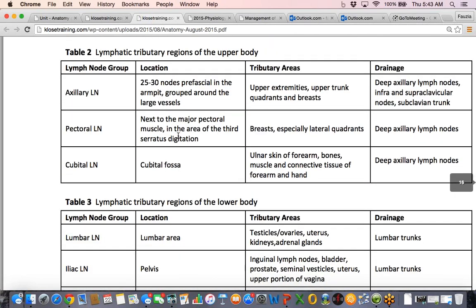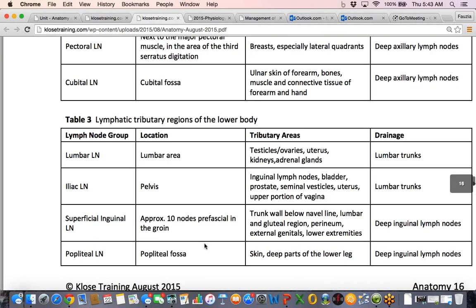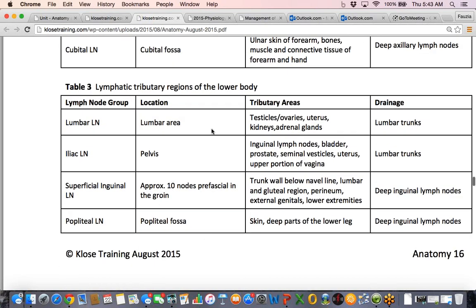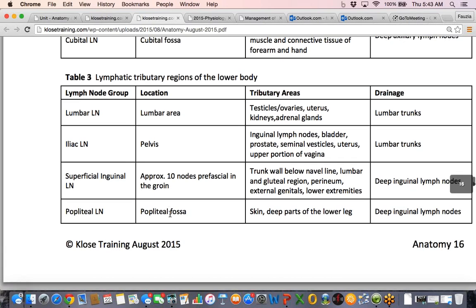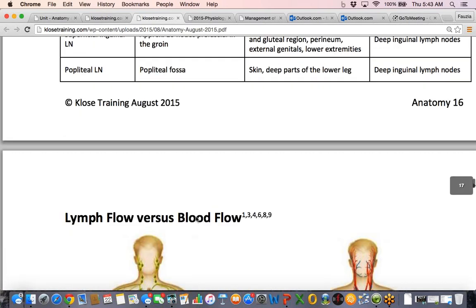We have lymph nodes in our pectoral region and in the elbow, in the cubital fossa. And then the lower extremity, as he mentioned, you have your inguinal lymph nodes, you have your pelvic lymph nodes, your iliac lymph nodes. The superficial inguinal lymph nodes are about 10 of them, and they're very superficial. They're right near the groin over the iliac ligament. So we'll be palpating those and learning how to clear those lymph nodes. And then, of course, we have some behind your knee as well.